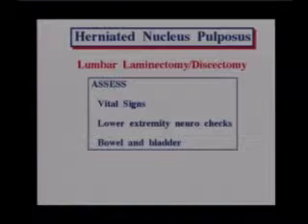Now, in addition to routine vital signs, what would you assess because of the location of the surgery? So you would want to assess lower extremity neuro checks, and we're also going to be very concerned about bowel and bladder function, because that's what's innervated in that lumbosacral area. So it's interesting, you can plan nursing care simply by knowing the location and function of the structures that are affected.